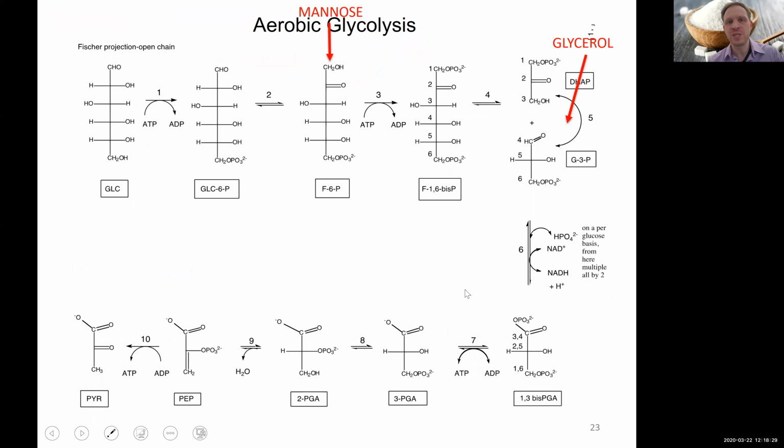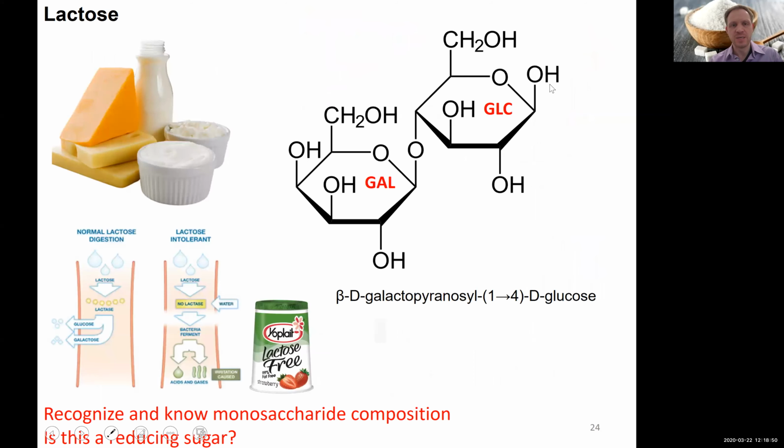Again, for your orientation here, mannose is coming into glycolysis via fructose 6-phosphate. And glycerol, remember, is not a sugar, but it's important in this context to try and understand where it's coming in. It's coming in here at dihydroxyacetone phosphate, right? All right.